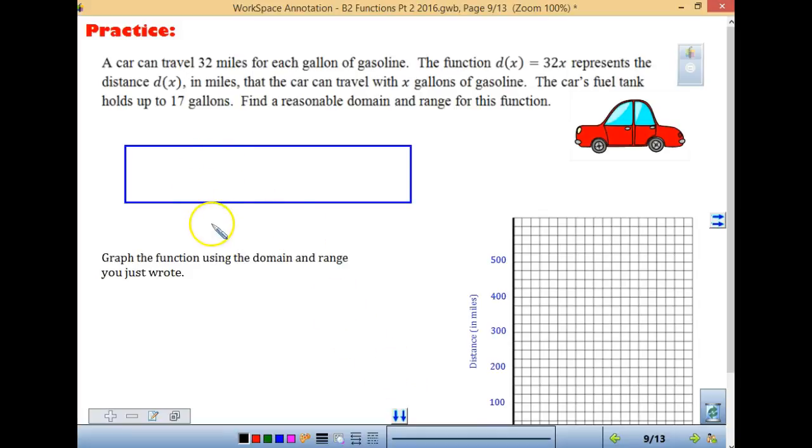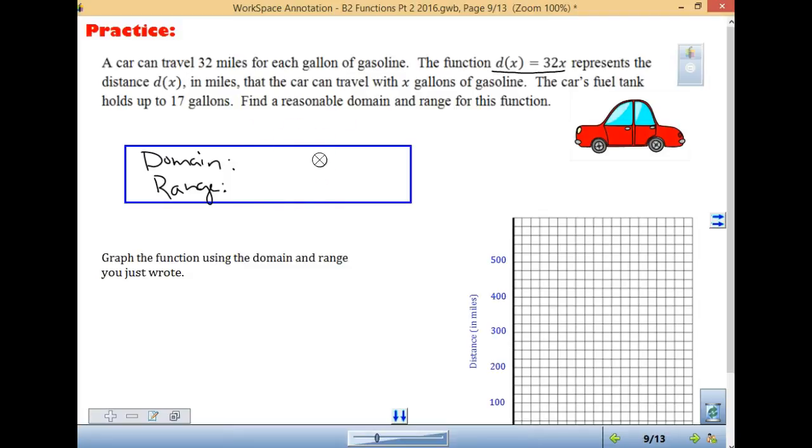Now, as I look at this last part, we're looking at a car traveling 32 miles per gallon. Here's our function. So we are asked for the domain and the range. We will practice more of this next week. So our domain is our x. X, it tells us, is the gallons. Our range is d of x. What is the amount of gallons of gas that we have? Well, we have 17 in our car. That means domain goes from 0 to 17. This is our gallons.